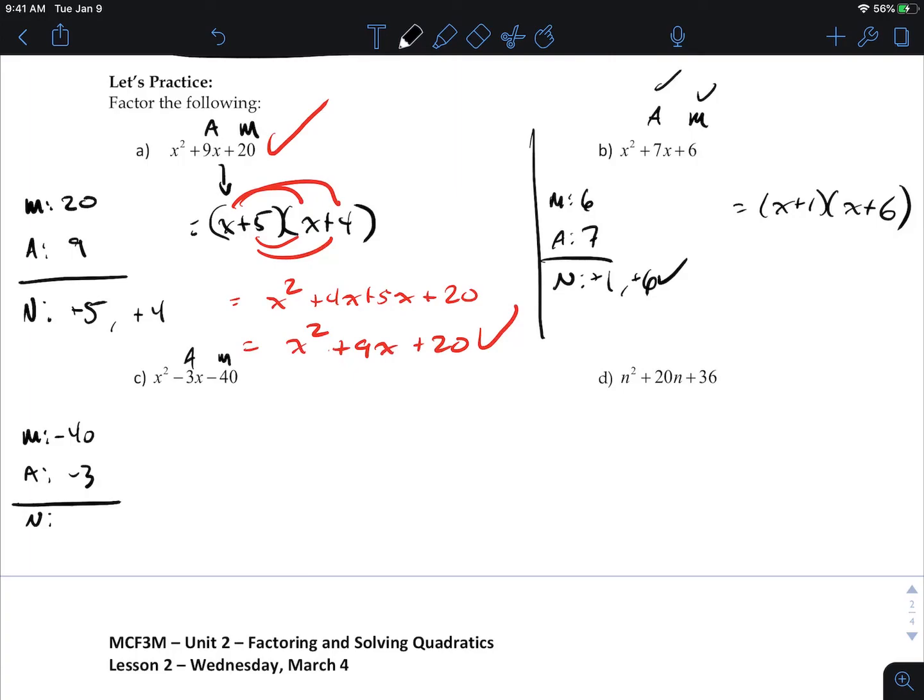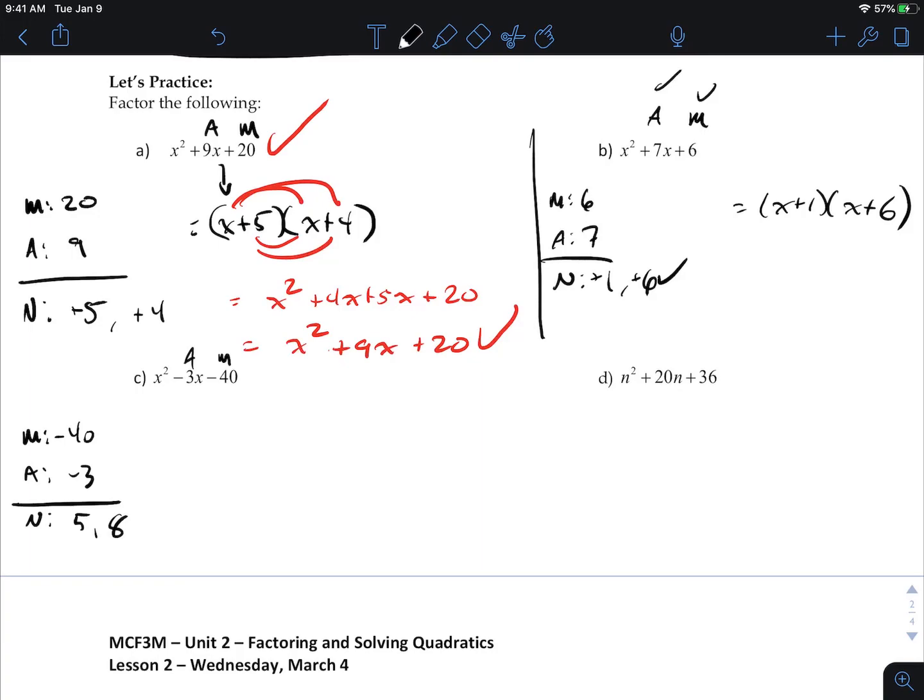Well, since you're working with a negative, first what you'd want to do is figure out what times what equals 40. Right. And 5 times 8 equals 40. But since it's negative 40, you know one of the numbers is going to have a negative, and then you check to see. 8 minus 5 doesn't equal negative 3, so it's going to be 5 minus 8. So you're going to have your factors as x plus 5, x minus 8.